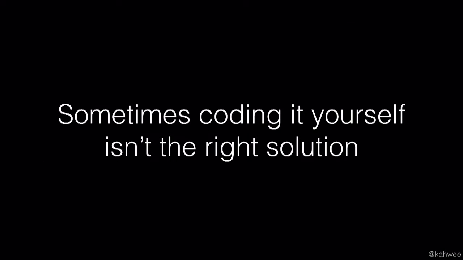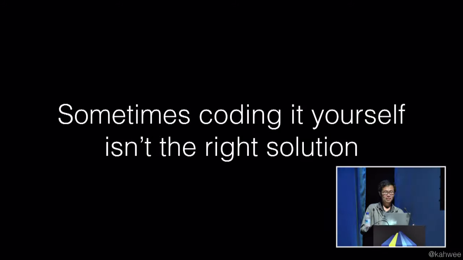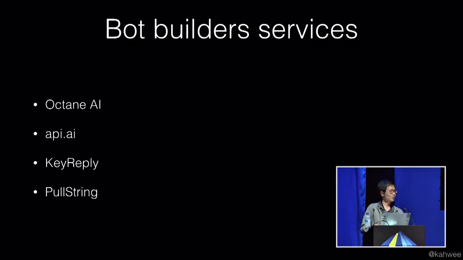So lastly, sometimes coding by yourself is not necessarily the right solution. Depending on the scope, sometimes you might find that bot building platforms that do things with machine learning are a much better choice, and you might want to outsource your entire bot. So you have bot building services like Octane, API-AI. I notice my phone is vibrating a lot. I think everybody is sending messages to We Build. Okay, Key Reply and PullString.